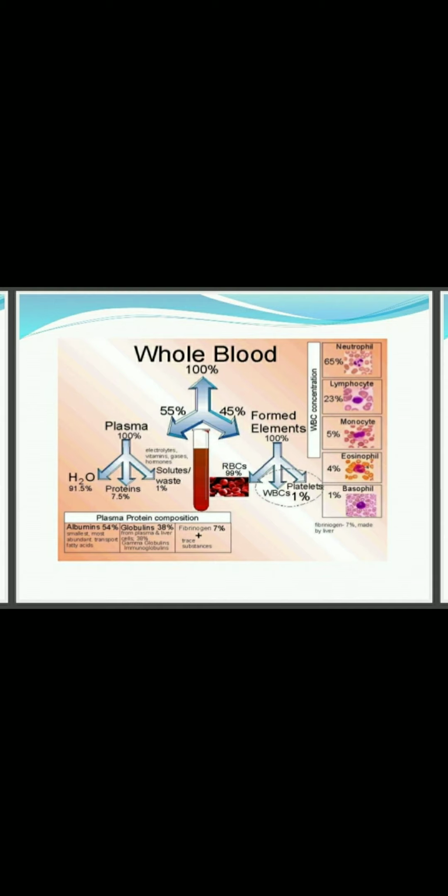Now whole blood contains 100%. If you are giving 100% to the patient, in that 100%, 55% is plasma having H2O, protein and waste solutes. The other 45% has elements like RBC, WBC and platelets. WBC has many cells like neutrophil, basophil, eosinophil, monocyte and lymphocyte. So the whole blood contains this much of substances.